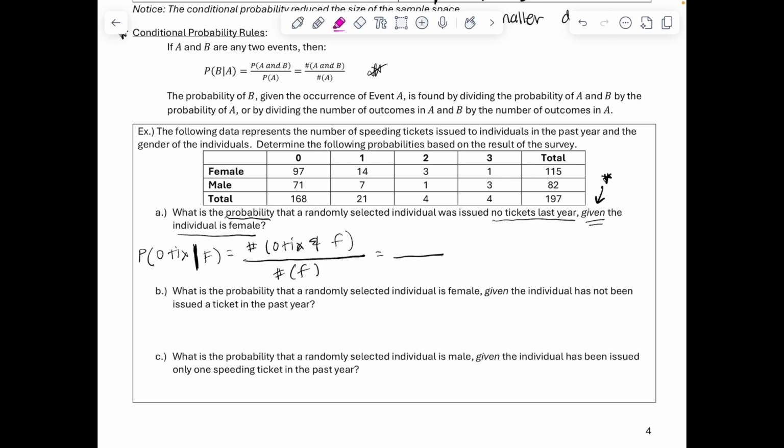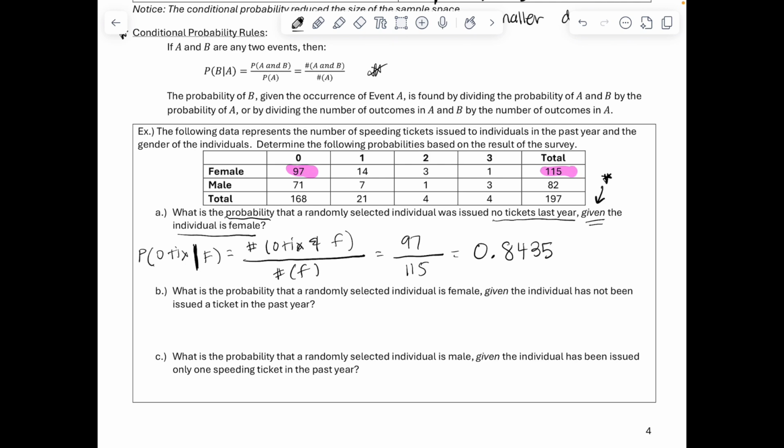So the people that have 0 speeding tickets and are female is 97. So that's going to go in the numerator. And then the number of females that we have total is 115. So we have 97 divided by 115. Using your calculator and rounding to 4 decimal places, we get 0.8435.